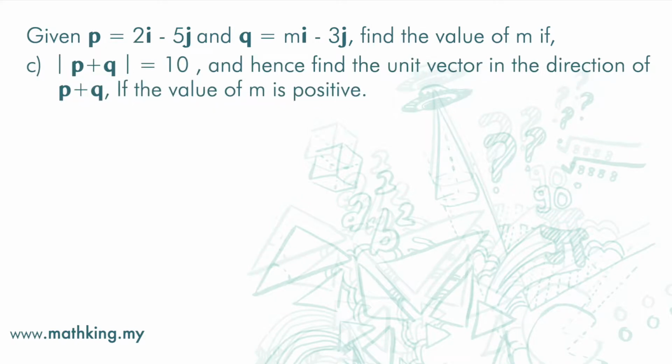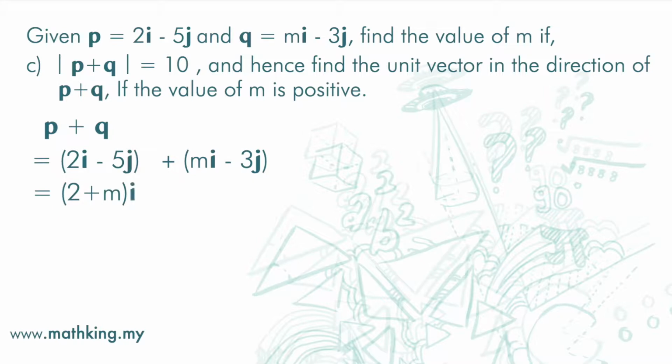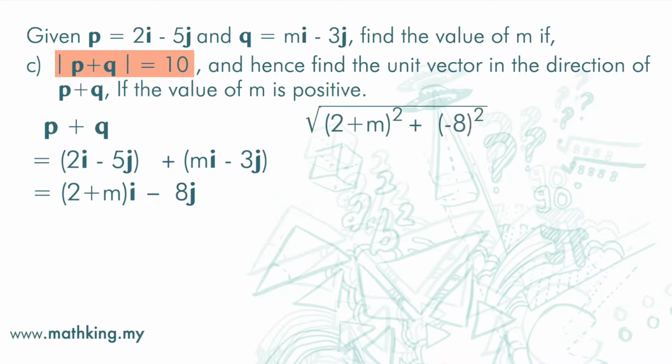Question C. We want to find the value of m if the magnitude of vector p plus q equal 10. First, we find vector p plus q, and we get 2 plus m i minus 8j. We are given the magnitude of this resultant vector is 10. The magnitude can be calculated using square root of 2 plus m squared plus negative 8 squared, and this is equal to 10, given by the question.